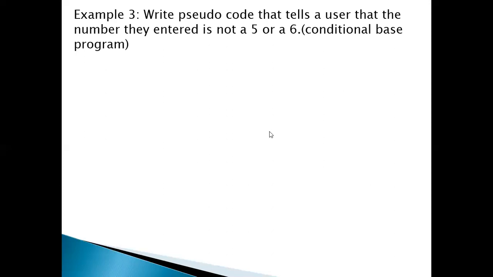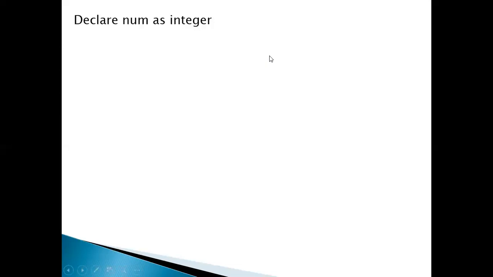Okay, now see how to do that. First, you will declare num as integer. Then you have to give the input command. Basically you have to show for 5 or 6 also. If the user presses other than 5 or 6, it should also show that message. In pseudocode, for comparison purposes, we will use two equal signs. Num equal equal for comparison.